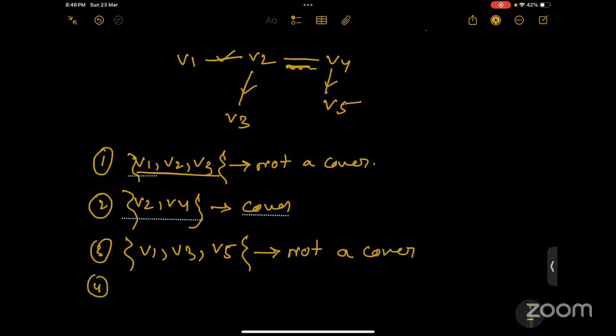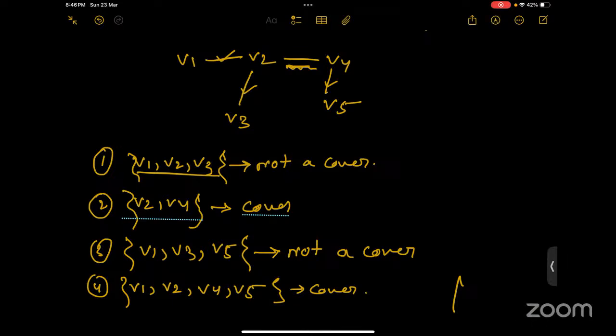Any other example of a cover from here? I think we start with V1, V2, V4, V5. Yes, this is again a cover. Then V2, V4, V5, and V3, V2, V4, V5 would be another cover. So once we have a cover, if I take any superset of the cover, it will be a cover, right? Agree? So any superset of a cover will again be a cover.